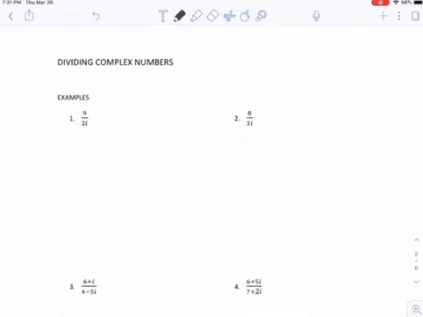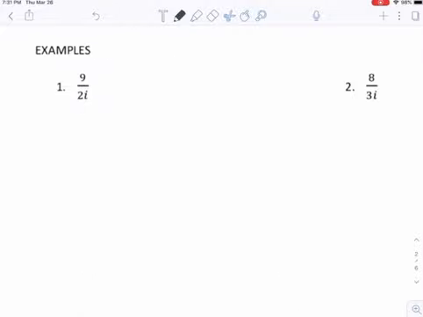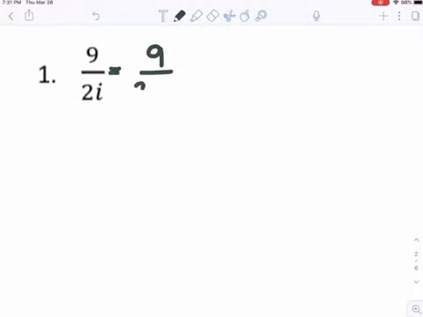Okay, dividing complex numbers. In example 1, I have 9 divided by 2i. Now, we're kind of asking ourselves, how many times can an imaginary number go into a real number? Which is kind of a weird concept to think about. So we're not actually dividing these, we're more simplifying them. And I'm going to rewrite this as 9 over 2 square root of negative 1.